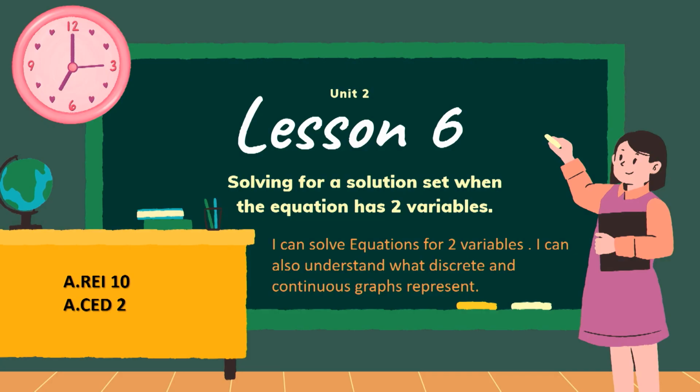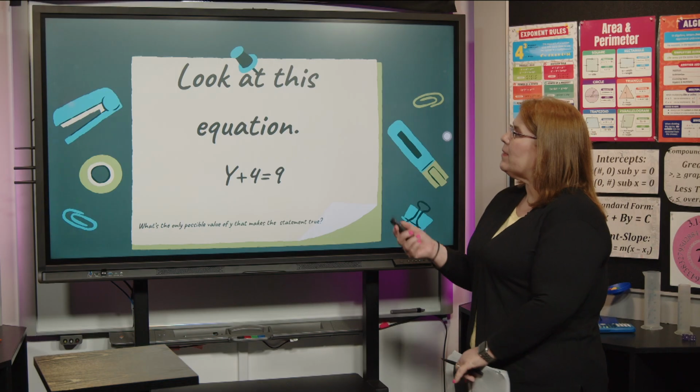It says that we are solving for a solution set when the equation has two variables. I can solve equations for two variables. I can also understand what discrete and continuous graphs represent. We are looking at standards A.REI.10 and CED.2. So let's go ahead and jump into this.